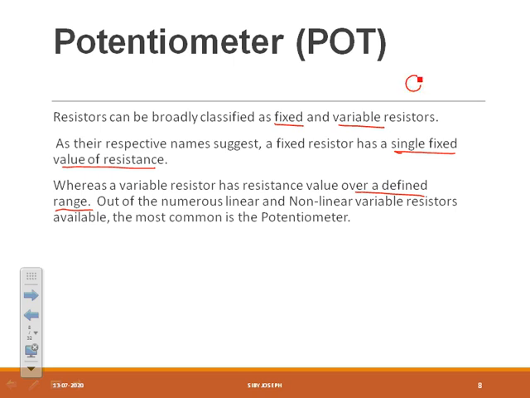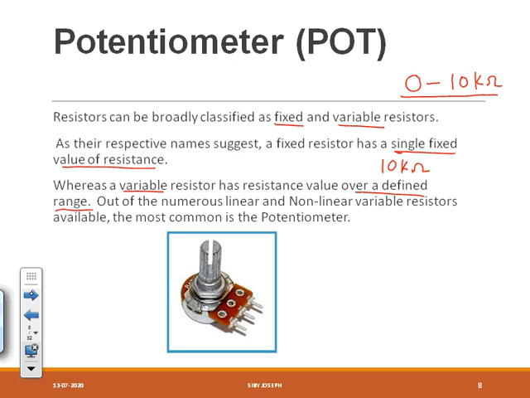For example, 0 to 10 kilo ohm resistance. For a 10 kilo ohm potentiometer, the value varies from 0 to 10 kilo ohm, and that type of resistor is called a variable resistor. But in the case of a fixed resistor, if it is a 10 kilo ohm resistance, we cannot vary the value. It's a fixed value. We can use it only as 10 kilo ohm. That is the difference between a fixed resistor and a variable resistor.